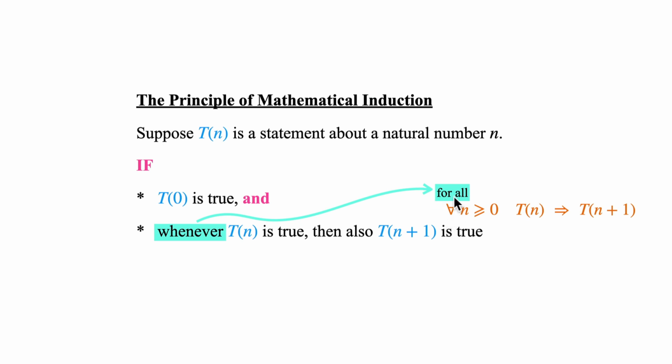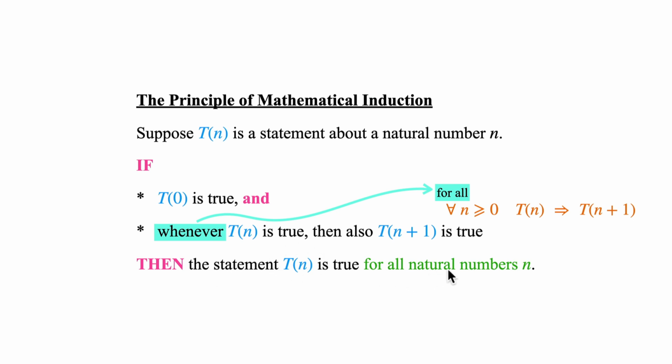And here is another mathematical symbol. It's an A standing on its head, and this symbol stands for all. So this second statement reads that for all n which are greater than or equal to 0, if T of n is true, then also T of the next number after n is true. So if these two conditions are satisfied, then the statement T of n is true for all natural numbers n.